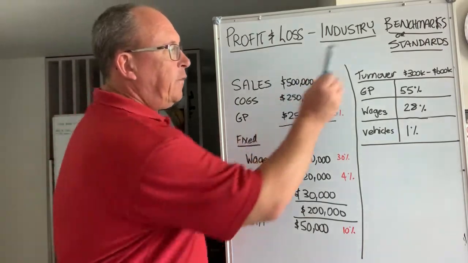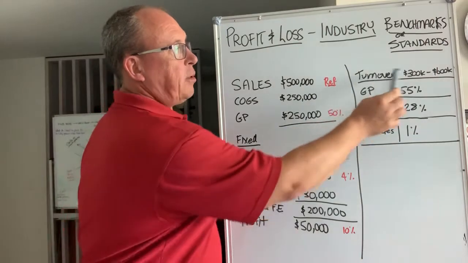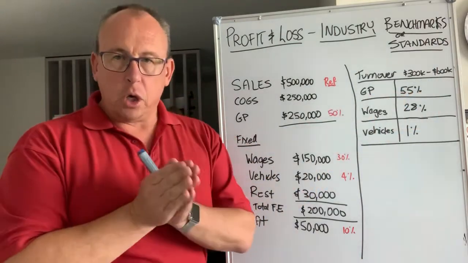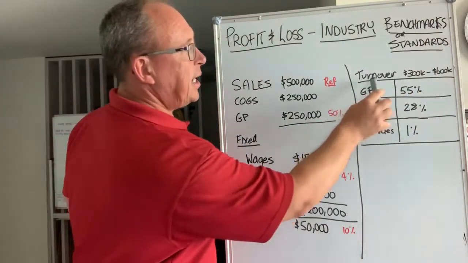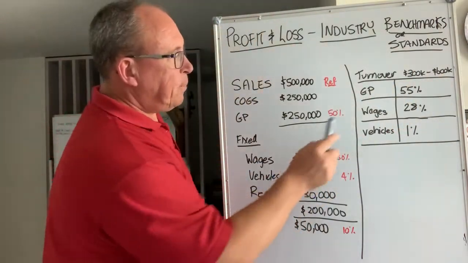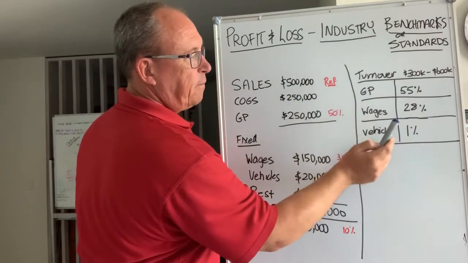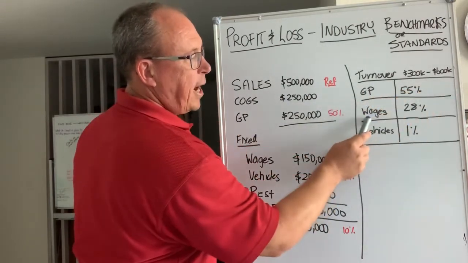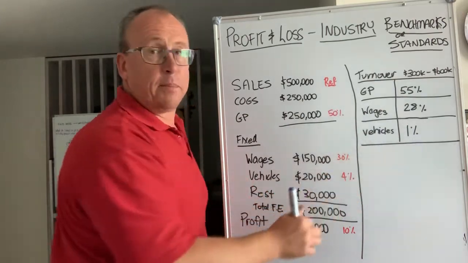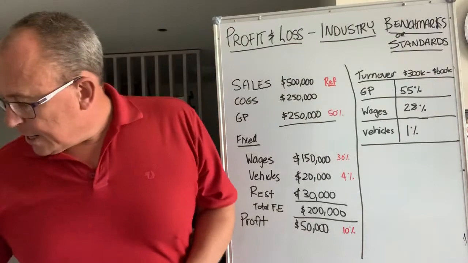Now, if you go and find benchmark data, what you will see is they will generally rank it based on turnover for business. So in this instance, we've got a business that's 300 to 600K. We've looked it up. It tells us that for businesses, on average, their GP runs at 55% for this turnover range, wages is 28%, and vehicles is 1%. There'll be a bunch of other variables there that you can look at depending on where you are.